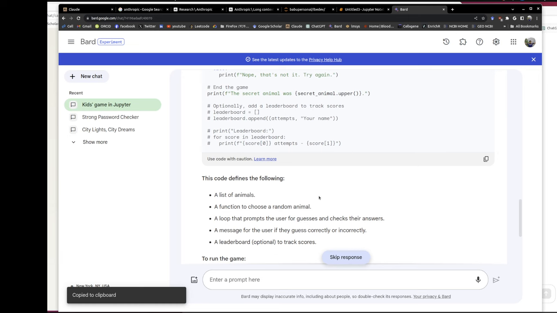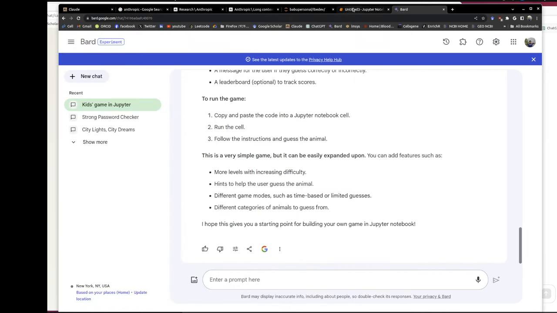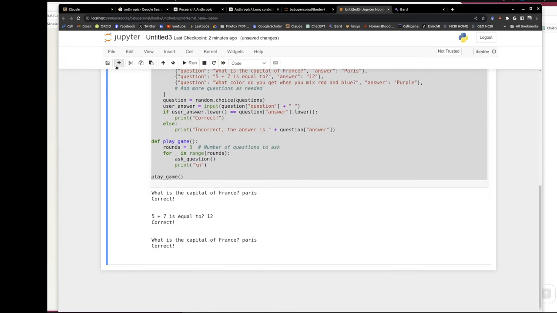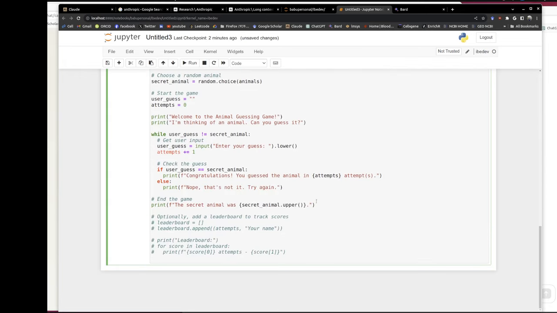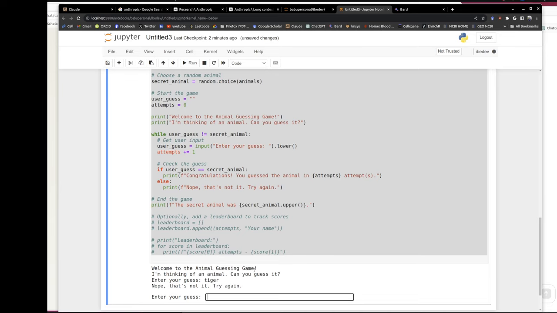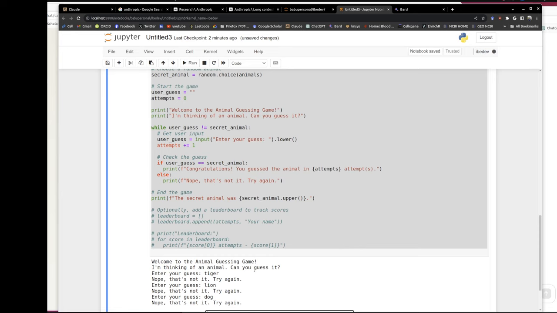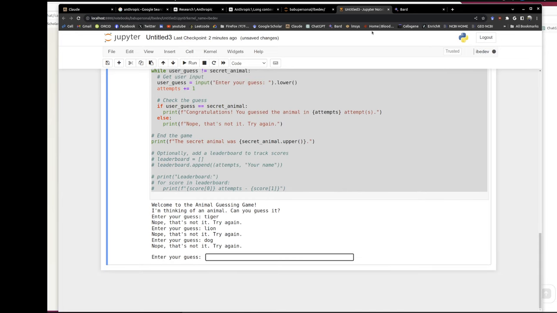Okay, let me try this one. Tiger, lion, dog. It's becoming hard. I love it.